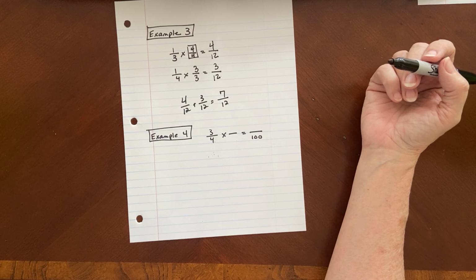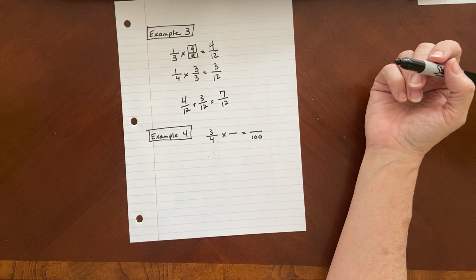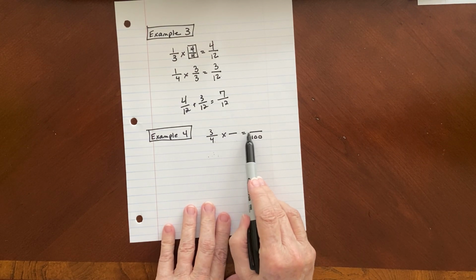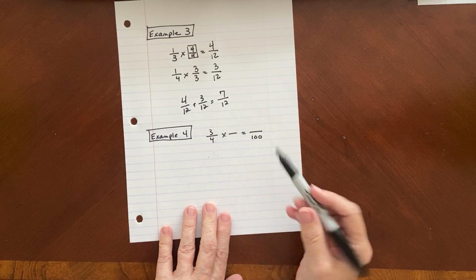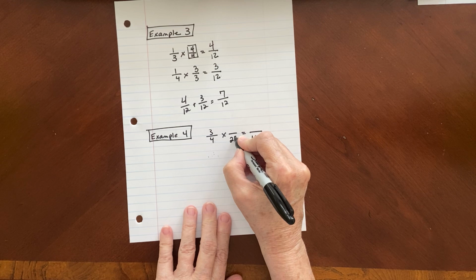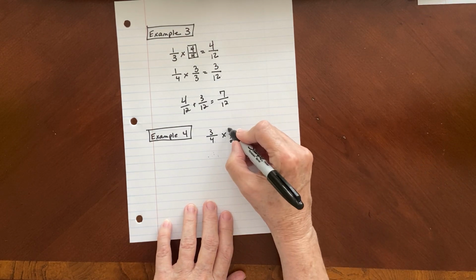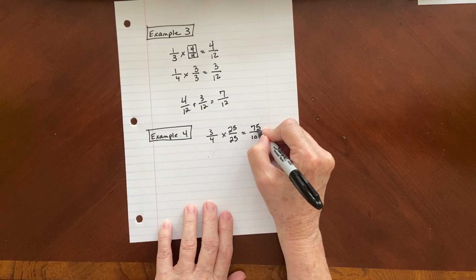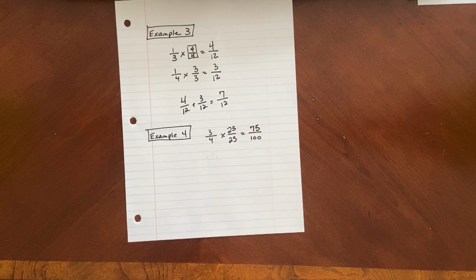Okay, example 4, write 3/4 as a fraction with the denominator of 100. Okay, so I wrote my fraction 3/4 times line equals line. My new denominator is 100. So 4 times what is 100? Kind of like 4 quarters in a dollar, right? So 25. Do the same thing here. 3 times 25 is 75. So my equivalent fraction is 75 over 100.